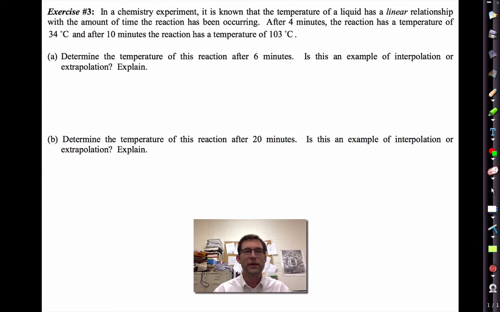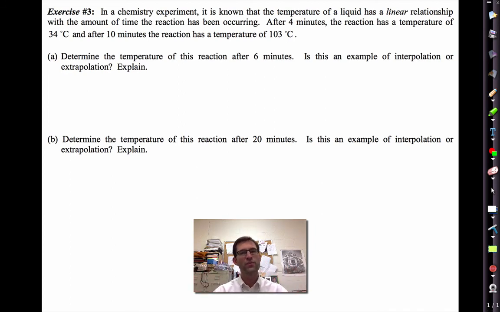So, exercise 3. In a chemistry experiment, it's known that the temperature of a liquid has a linear relationship with the amount of time that the reaction has been occurring. After 4 minutes, the reaction has a temperature of 34 degrees Celsius, and after 10 minutes, the reaction has a temperature of 103 degrees Celsius. Determine the temperature of the reaction after 6 minutes. Is this an example of interpolation or extrapolation? Explain. All right. Well, look, I just want to concede this right away.